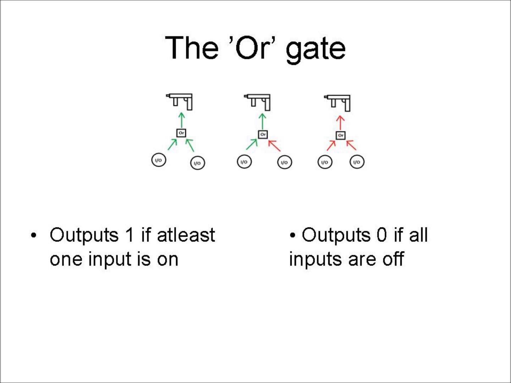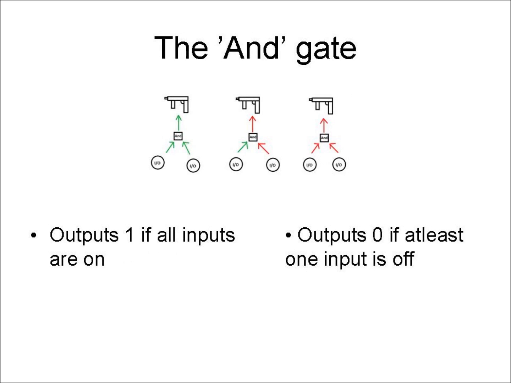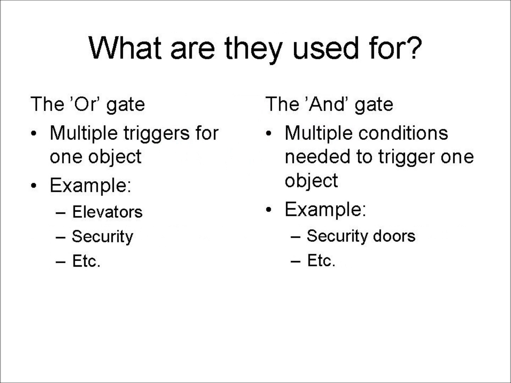The OR gate is a basic logical function. If at least one input is on, it outputs a value of 1. If all inputs are off, it outputs a value of 0. The AND gate is another logical function. It's kind of the opposite of the OR gate since it outputs 1 if all inputs are on, otherwise it outputs 0. Now you might be thinking, but what do I need these gates for?